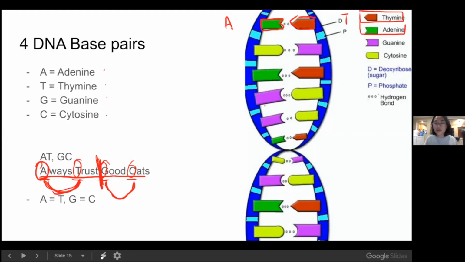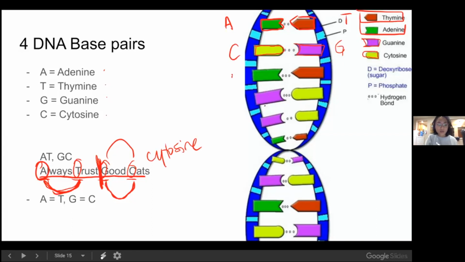So my adenine and my thymine pair up to make one rung of the DNA ladder. They need to be paired up with each other or things can go pretty wrong. But adenine and thymine go together. Now, good cats. Guanine, which is this purple one, always is going to match with cytosine. And as you can see in this case of DNA, yes, guanine did match with cytosine.